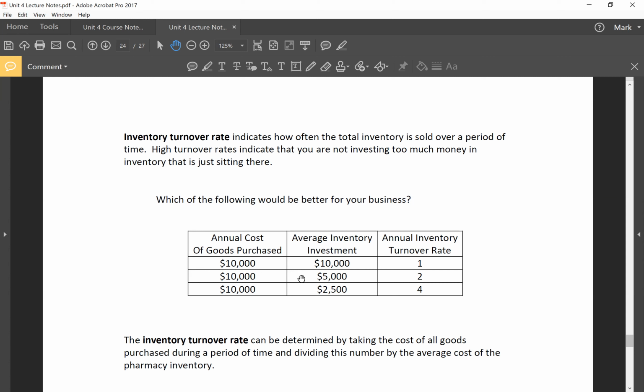So the grocery store I was talking about has a very low turnover rate. They're not selling enough fruits and vegetables in the time that it takes for them to spoil. So low turnover. High turnover, good. Low turnover, bad.